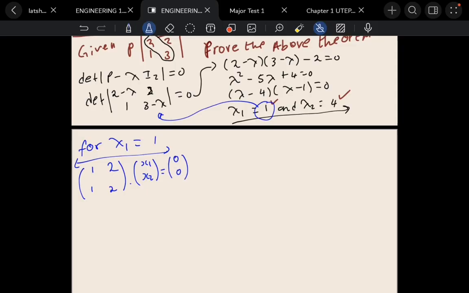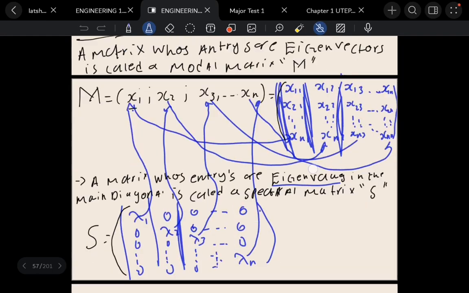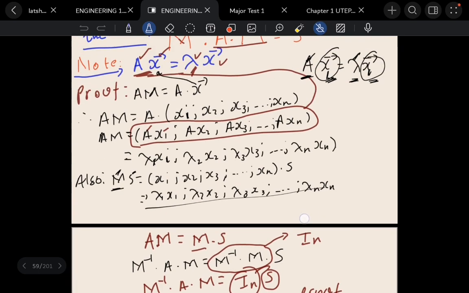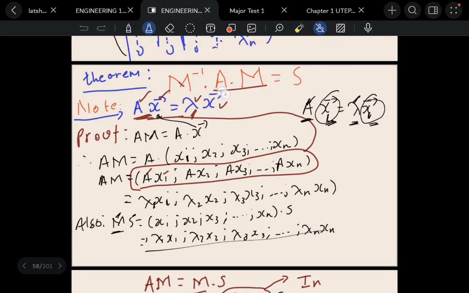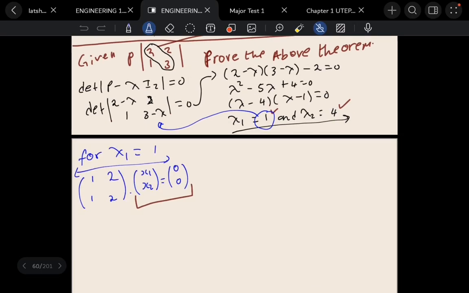Many students have asked me, why do I multiply by this? Let us go back here. I love it when you guys ask these types of questions. Let us take this. Ax is equal to lambda x. Let me just take it.